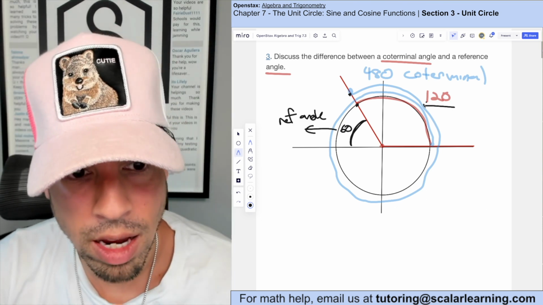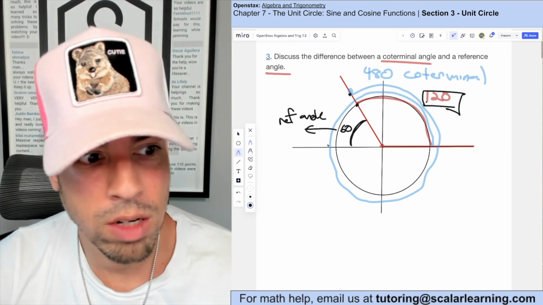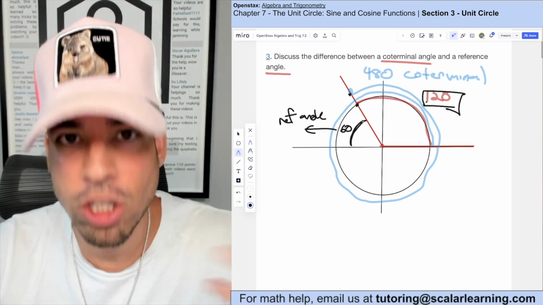So starting with an angle of 120, we got a coterminal angle at 480 and a reference angle of 60. That's the gist of it. That's how you do it.